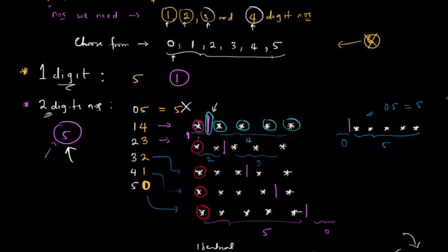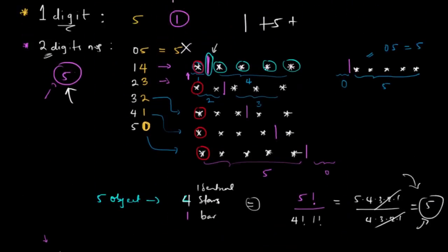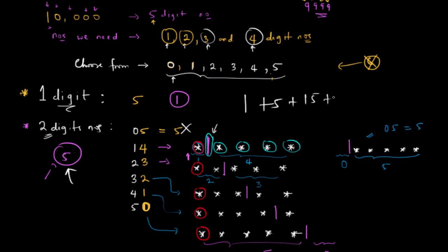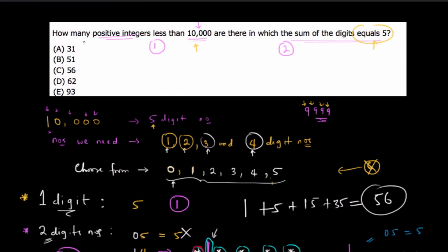So the total number of numbers that we need is 1 plus 5 plus 15 plus 35, and when we sum this up, it gives us 56. 1 plus 5 is 6, plus 15 is 21, plus 35 is 56. So 56 is the total number of positive integers that satisfy both conditions. That tells us that the solution to the problem is 56.